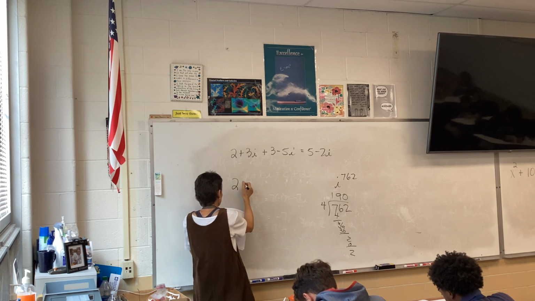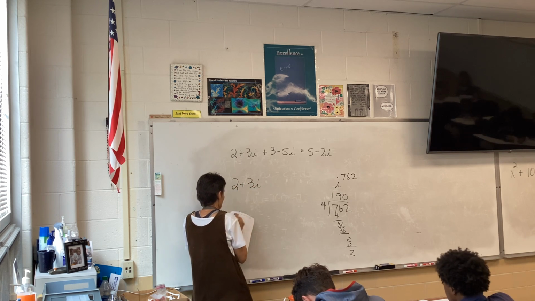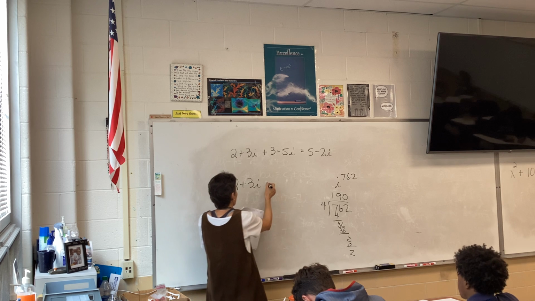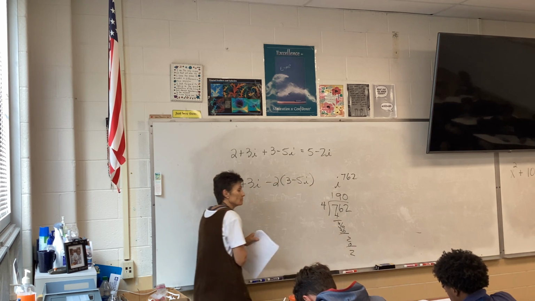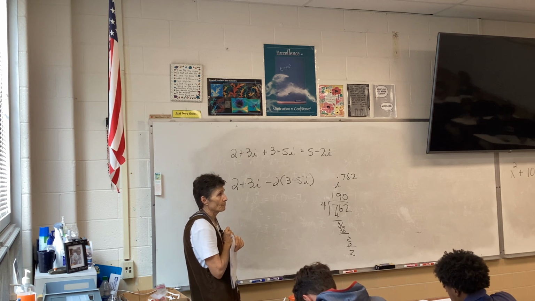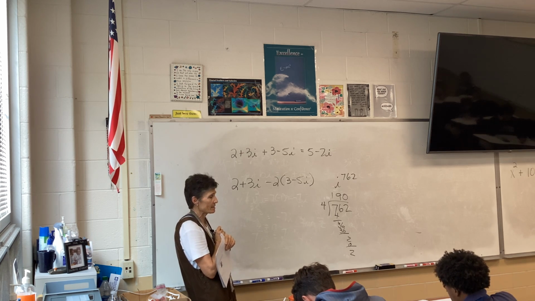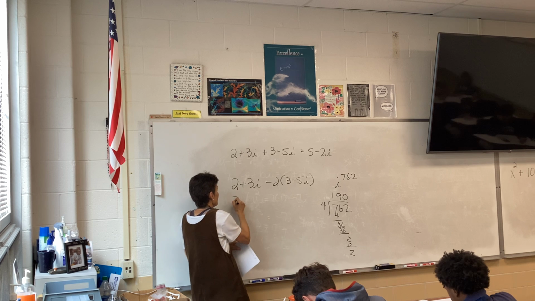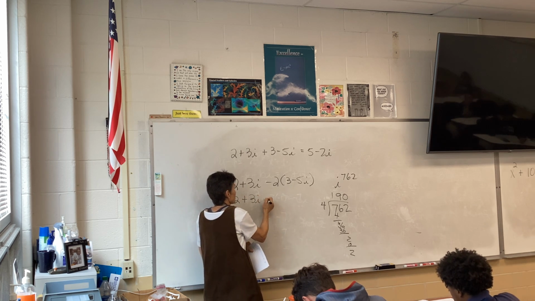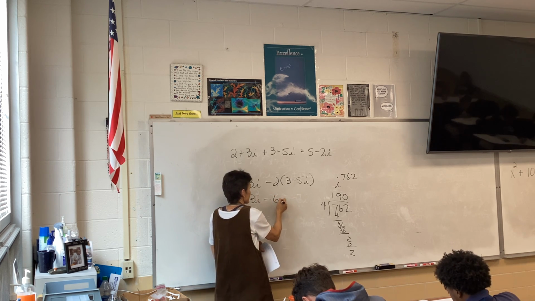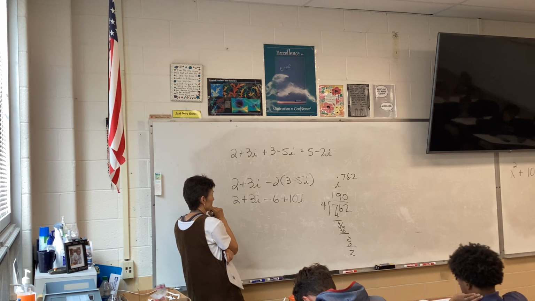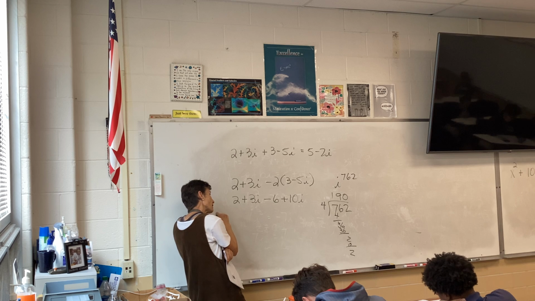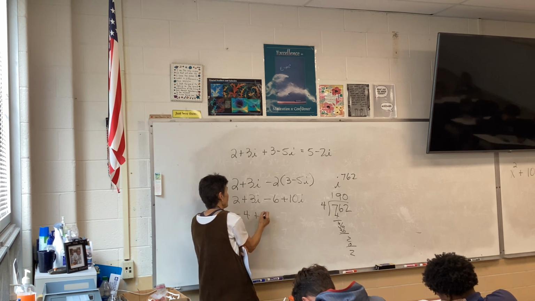Now we're going to subtract our Z sub 1 minus 2 times our Z sub 2. Well, again, this is really easy. Go ahead and distribute over here. So minus 6 plus 10i. So it looks like our answer is negative 4 plus 13i.